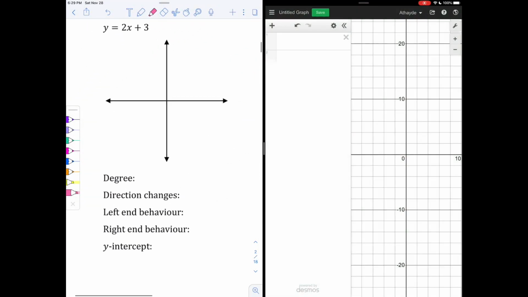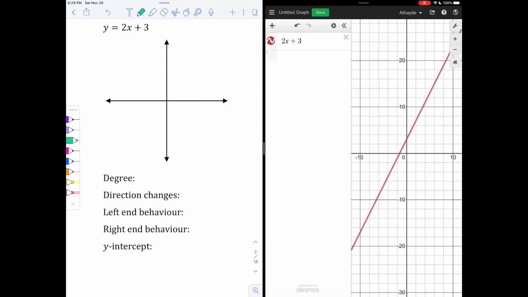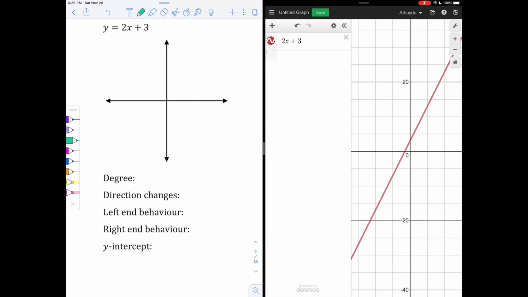So this first one is one that we are hopefully familiar with, but let's just see what it looks like. Okay, so it looks like that. We can draw that. So kind of like this. The degree of this function is 1.